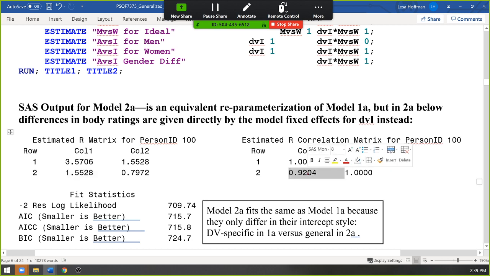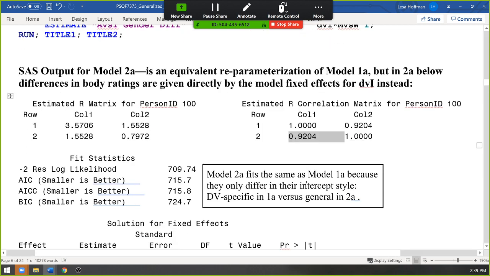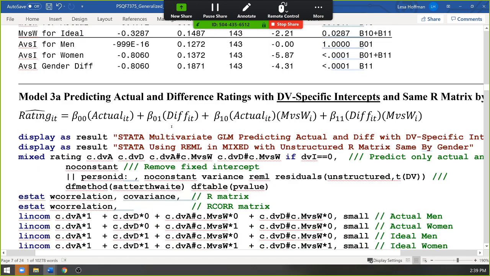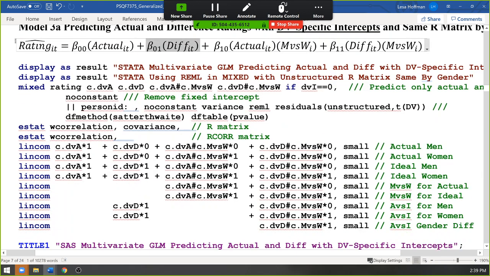So long as what you're predicting is actual and ideal, whether you do that with one intercept or multiple intercepts, your variance components are the same because you're predicting those two outcomes. If we switch to predicting the difference directly, like what we just did, then that's the variance that you're going to get back.